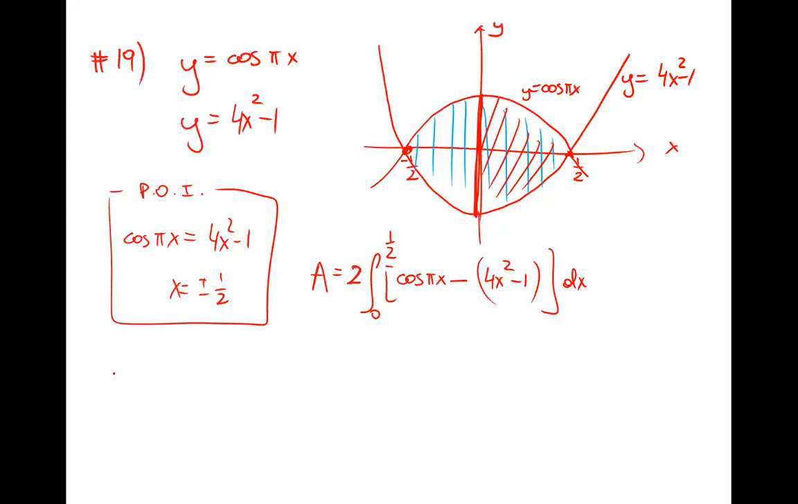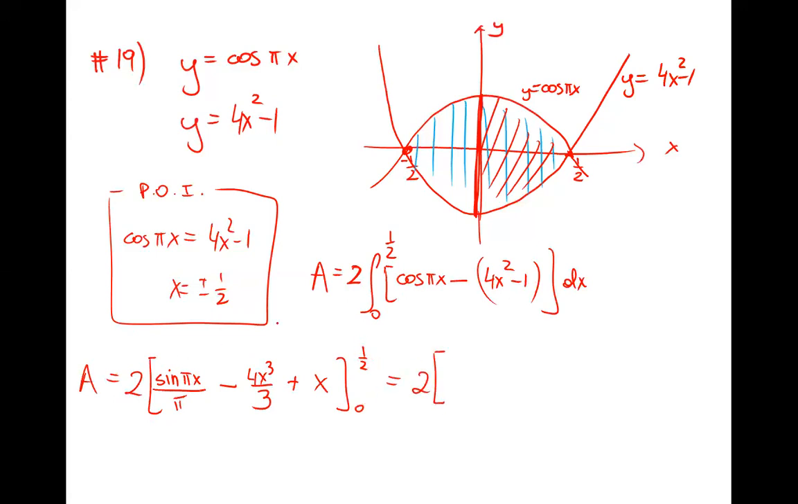this. Okay, let's try to integrate. Integral of cosine pi x is sine of pi x, and dividing by pi. Minus integral of 4x squared is 4x cubed over 3. Negative and negative will be positive. Integral of 1 is just x, from 0 to 1/2. And we still have to double, because my limits of integration is from 0.